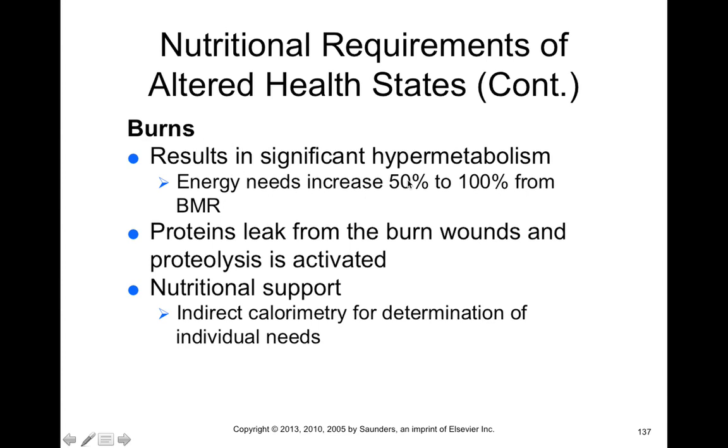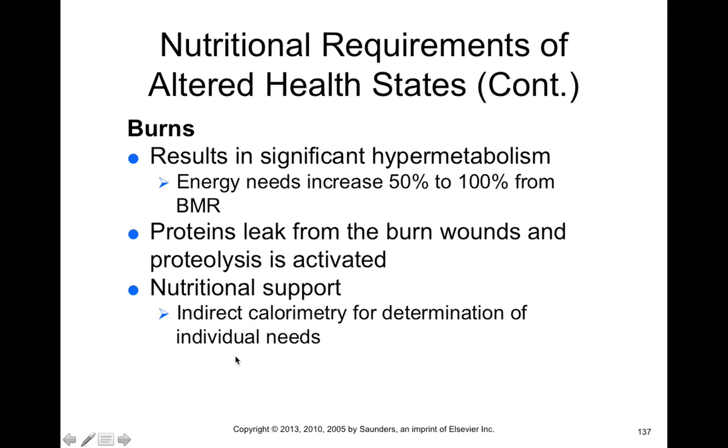Now, burns can also lead to hypermetabolism, and you might find that someone has half to 100% faster BMR than normal. We said that a normal BMR was like 0.8 to 1.43 kilocalories per minute. But after a burn, they're going to need about double that, right? That's their basal metabolic rate. So they're going to need a lot more energy intake. Proteins can leak from burn wounds, so they're going to need a lot of protein intake in order to replace those lost proteins.